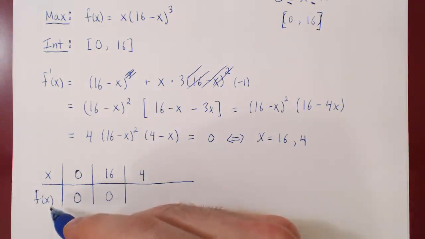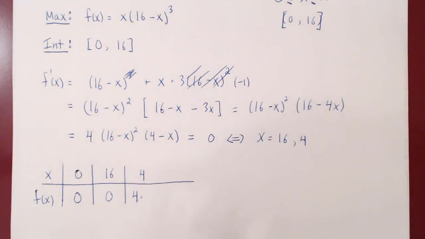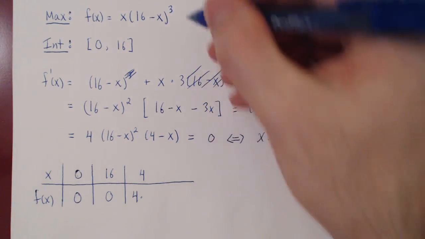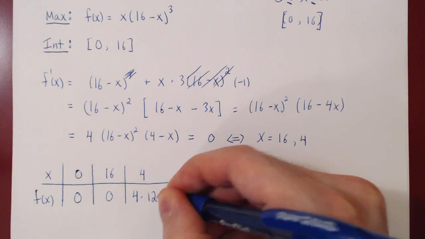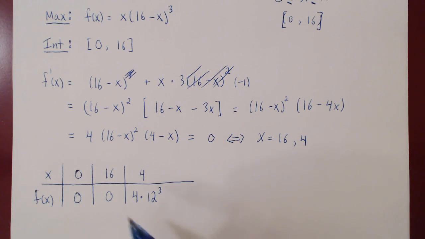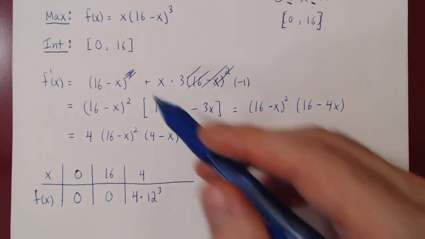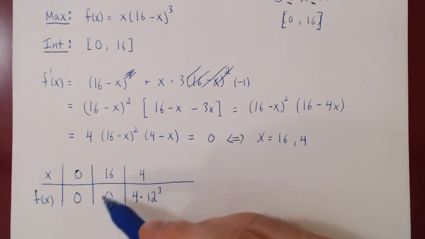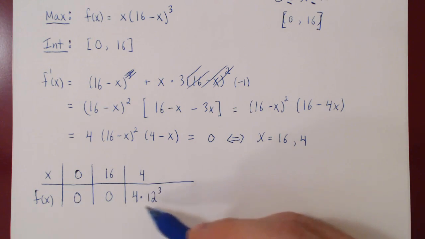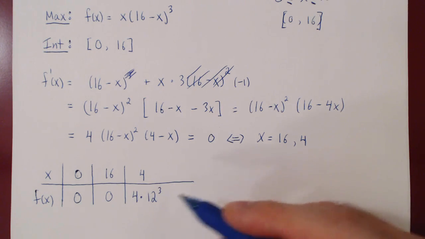If we plug in 4, so we have f of 4, we get 4 times 16 minus 4 is 12 cubed. So it's 4 times 12 cubed is the value of f at x equals 4. And so we know that from these three values, we have our absolute minimum on the interval and our absolute maximum. Well, it's pretty clear the absolute minimum value is 0. And it's also clear the absolute maximum, the larger value of these three, is this one. And so we have here our absolute maximum value, 4 times 12 cubed.